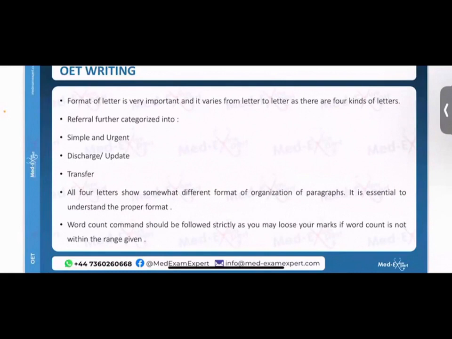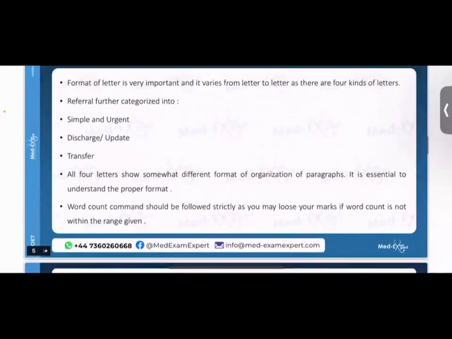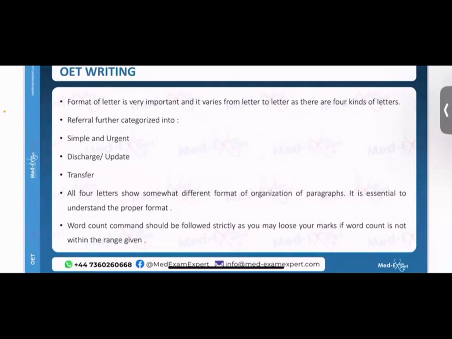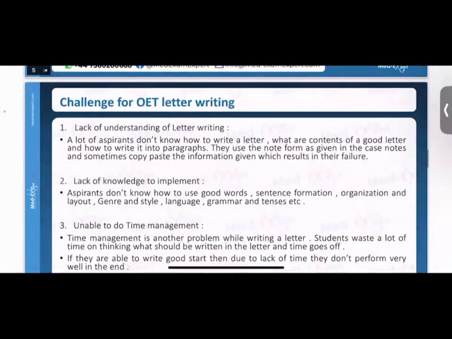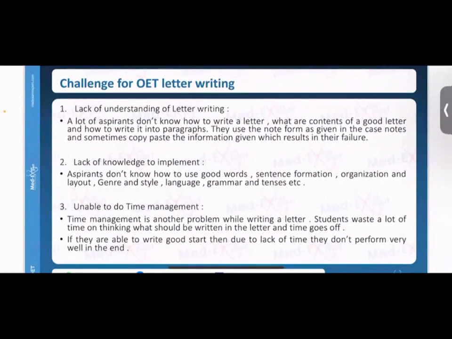The word count instruction should be followed strictly, as you may lose marks if the word count is not within the given range. This is another important factor. As I have told you, if you write 4 or 5 paragraphs, each with 3 to 4 lines, then you will definitely be within your word count range and you are good to go.